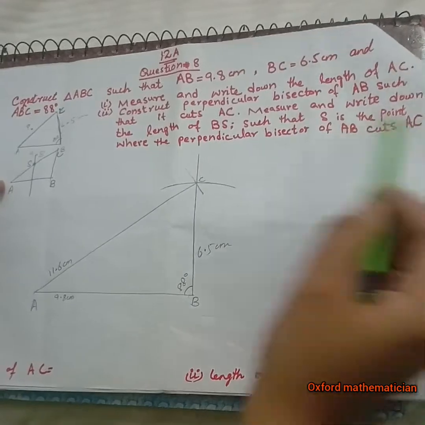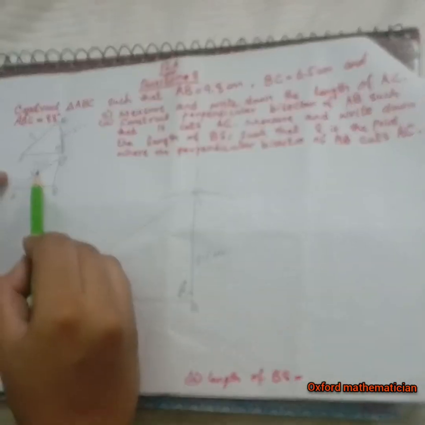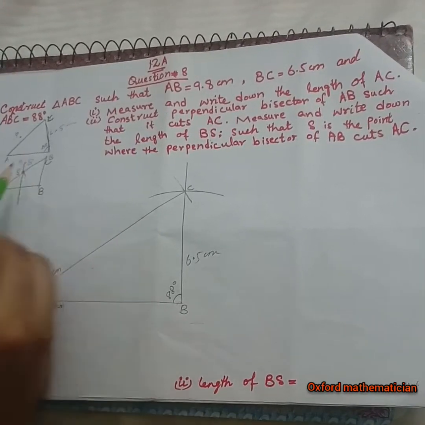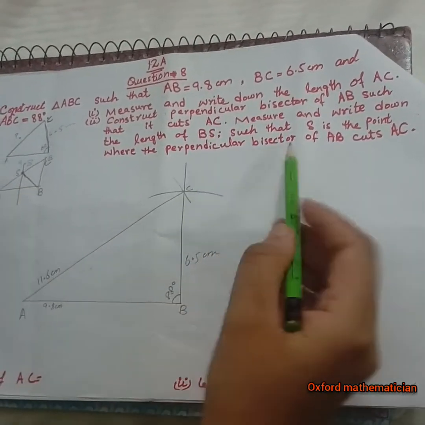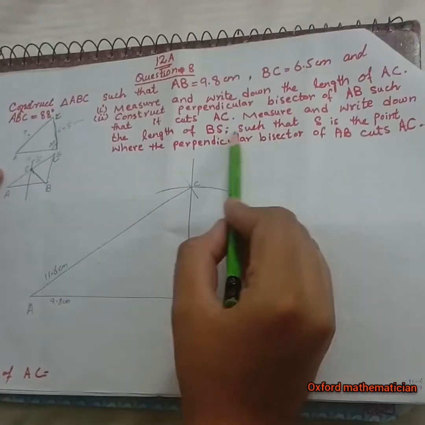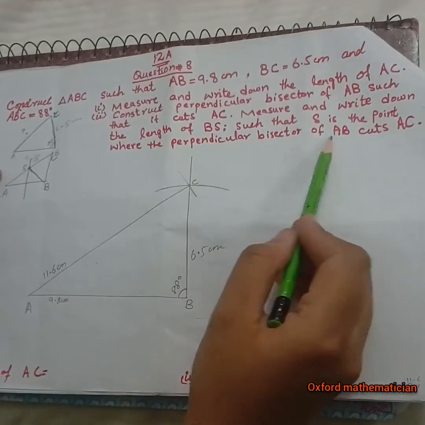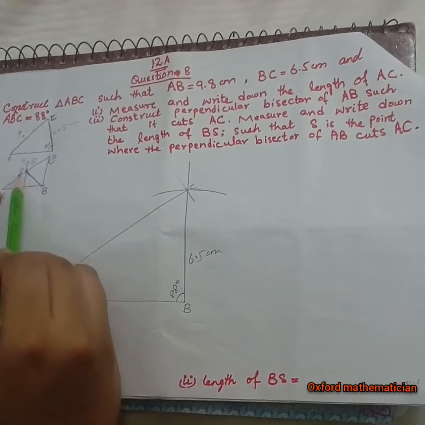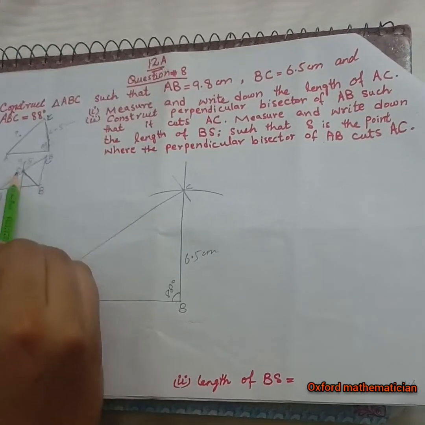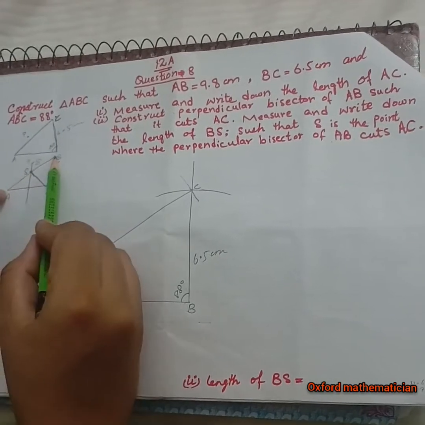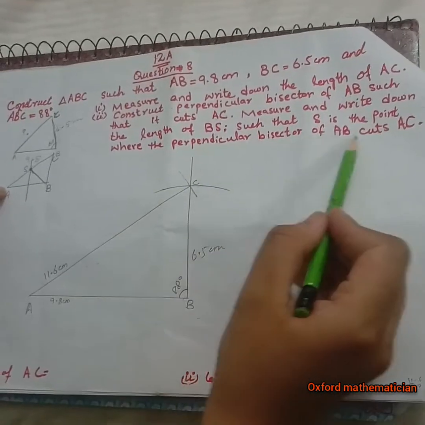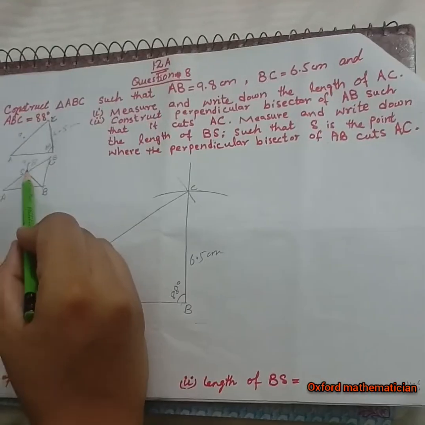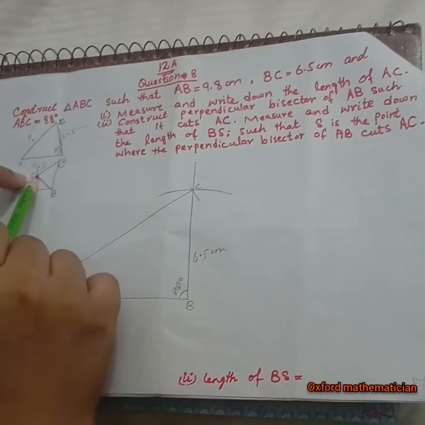Okay, measure and write down the length of BS. Here is S and here is B. We join them like this. BS, such that S is the point where the perpendicular bisector of AB cuts the AC line. Here is the perpendicular bisector of AB, and it cuts the AC line. Okay, this is the point S.